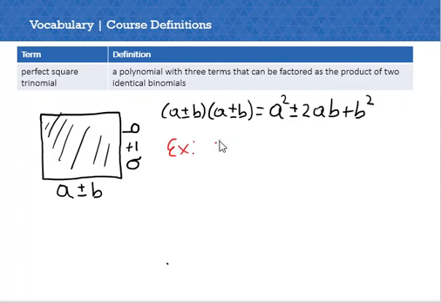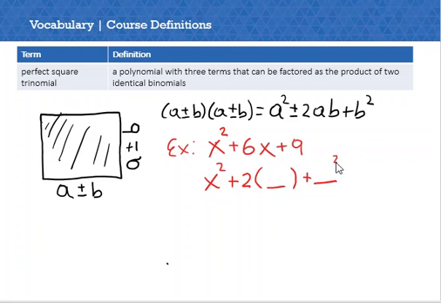Let's say you have x squared plus 6x plus 9. How do we know if this is a perfect square trinomial? We have to determine what is a and what is b. I'm going to rewrite this as x squared plus, and I'm using plus because it's plus, not minus. In this formula there is a 2 that's always going to be there. So I'm going to write 2 times something that has to be filled in, plus something squared.